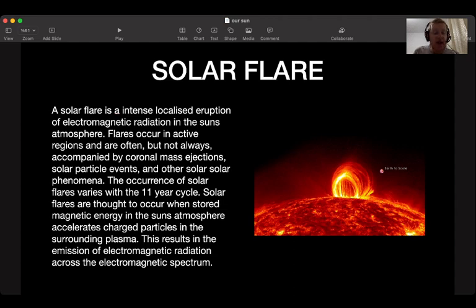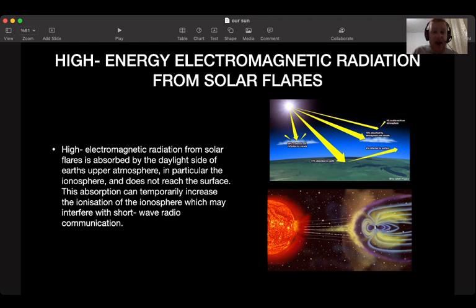This results in the emission of electromagnetic radiation across the electromagnetic spectrum. So guys, the solar flare is, as I said, made out of radiation. It of course tosses out into the atmosphere, and sometimes they can reach towards Earth in a solar wind. So now we're going to talk about high energy electromagnetic radiation from the solar flares.